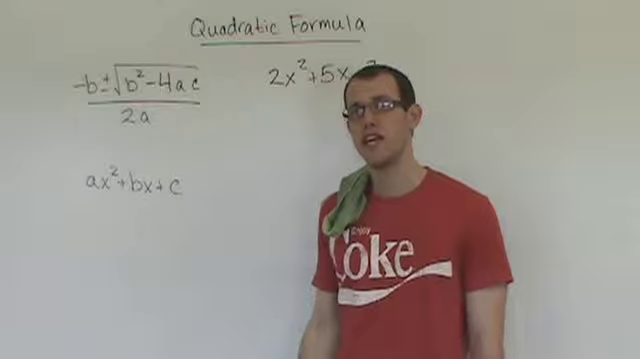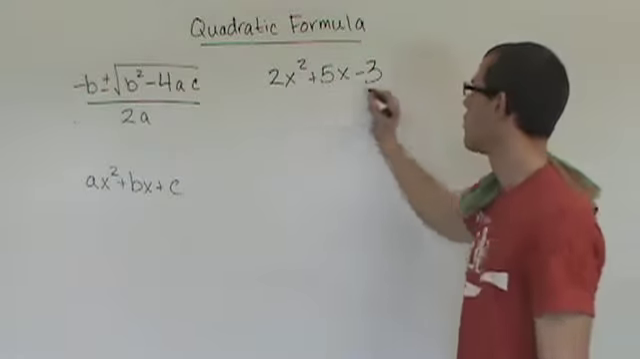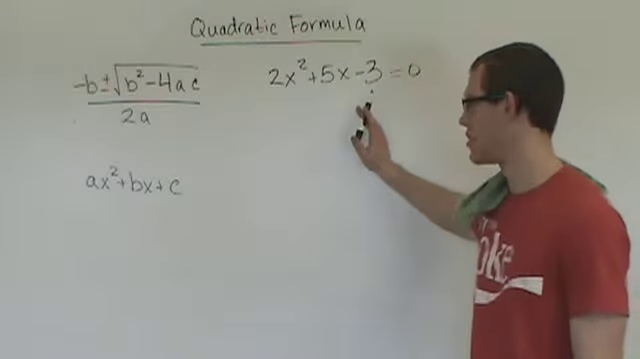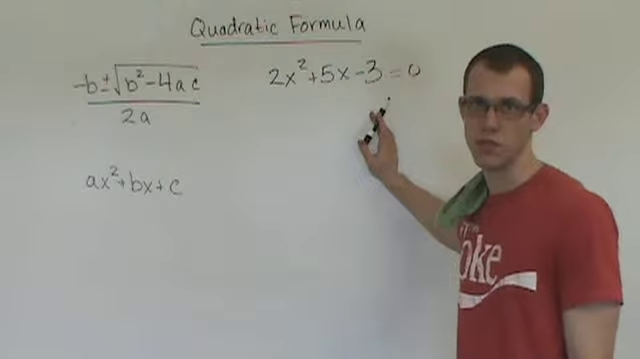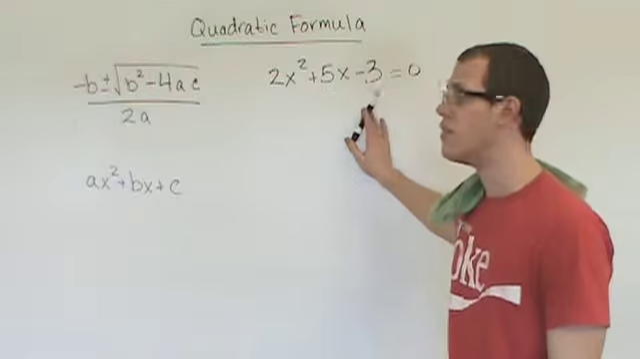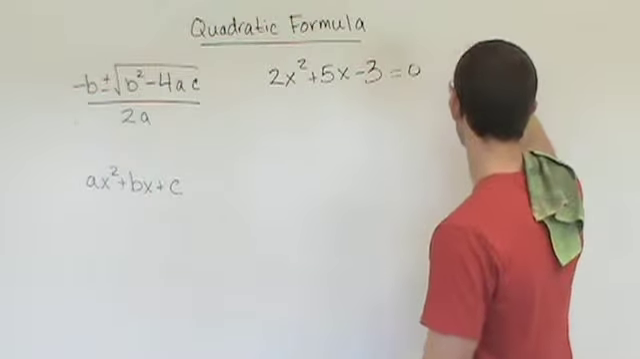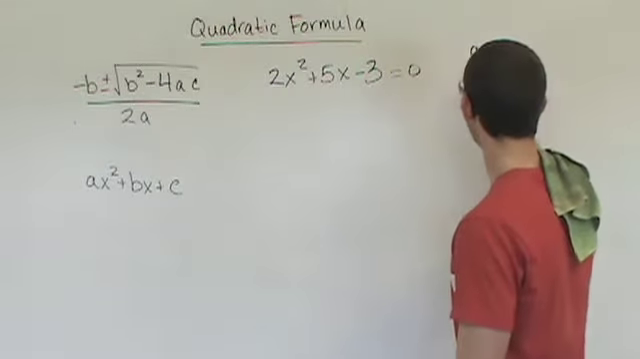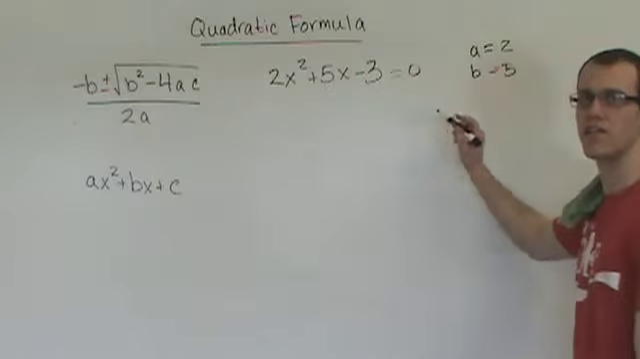But what we're going to do right now is do an example. So step number 1, look at what you have. You have to make sure your equation is set equal to 0. If it's not set equal to 0, you have to make it set equal to 0. Next, write down what you know the a, b, and c values are. I always write those to the right of the problem. So a is 2, b is 5, and c is negative 3.